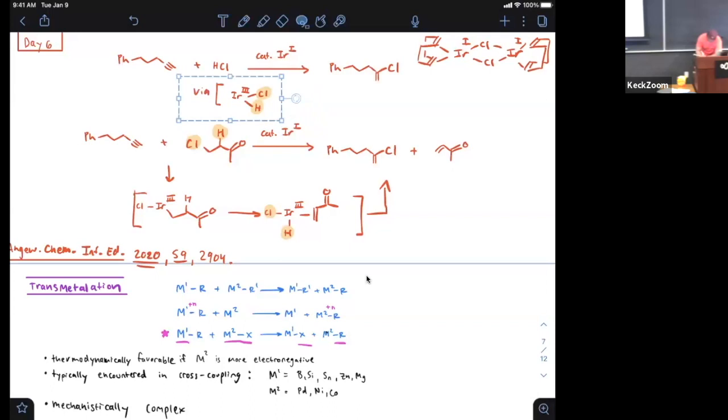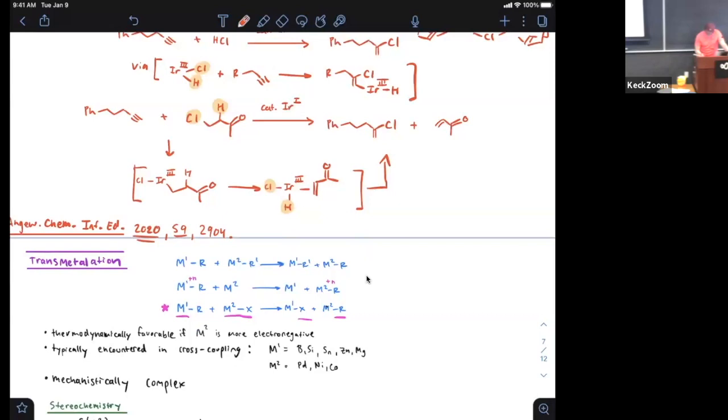Let me draw out this just a little bit more detail in case anyone wants to see this. I'm going to draw it in this order of C-Cl bond formation first. And then you said the role of the ligand is, you just repeat what you said, Jaelun? Accelerate this beta hydride elimination.